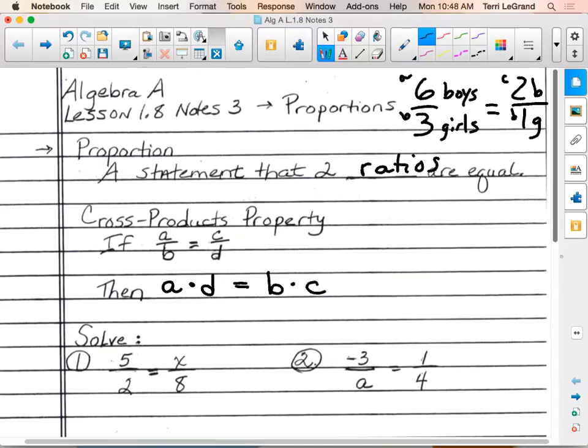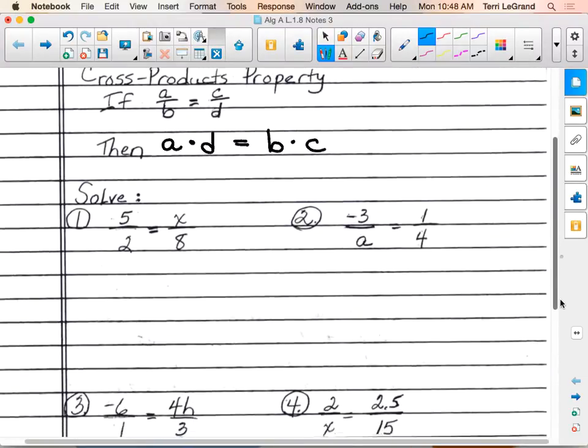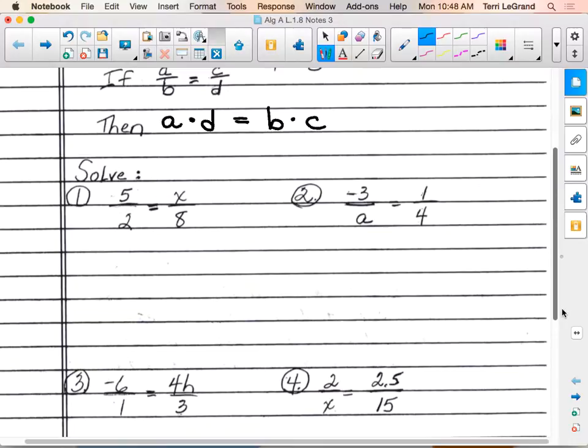What's 6 times 1? 6. And if I took B times C, 3 times 2, what's 3 times 2? 6. So we end up with 6 equals 6. That's true, right? That is a true statement. So we can count on that always holding true. So since that always holds true, that's one way to solve proportions.